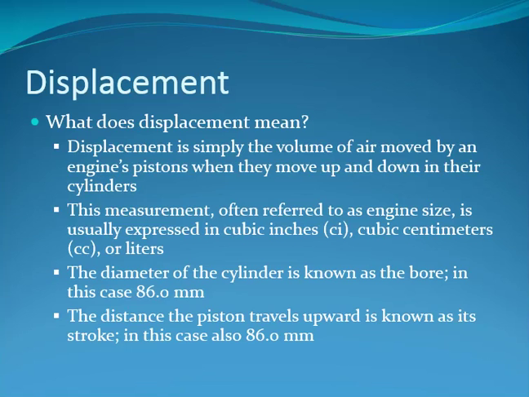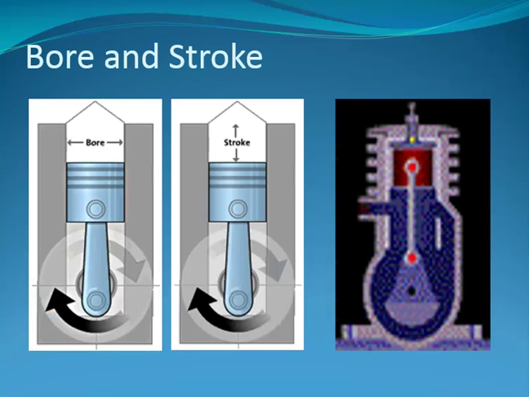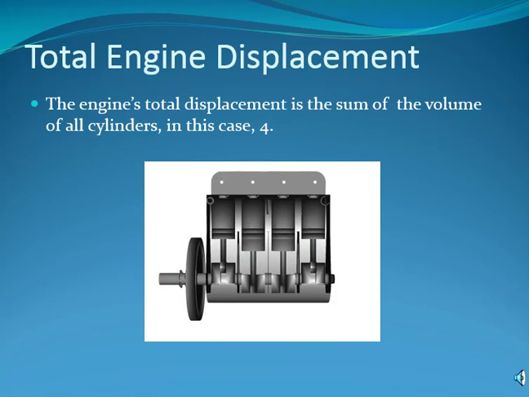The diameter of the cylinder is known as its bore, in this case 86 millimeters, and the distance that the piston travels upward or downward is known as its stroke, in this case also 86 millimeters. In these pictures you can see the bore depicted as the diameter of the piston and the stroke showing you how much the piston travels up and down. Of course, when we calculate the volume of one cylinder, we do not have the total displacement of the engine. We would have to multiply that by the total number of cylinders, in this case 4.